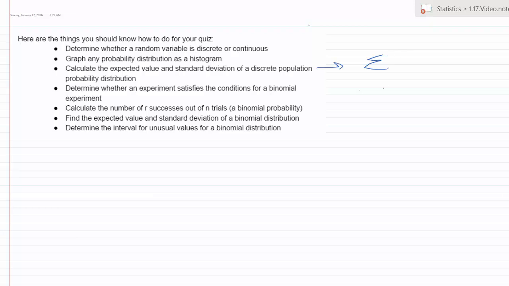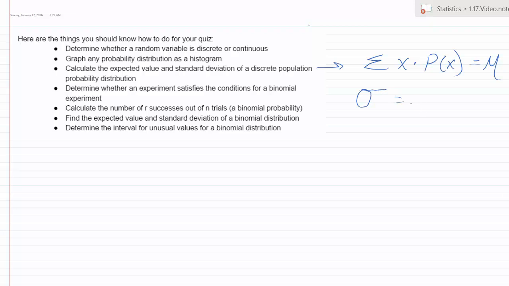The expected value is given by the sum of all x times p of x values. And remember, this is the mean, mu. You have that one-page sheet of notes that I gave you that tells you how to find mu and how to find the standard deviation using the lists in your calculator. So you may want to reference that in thinking about what notes you'll need for this quiz.